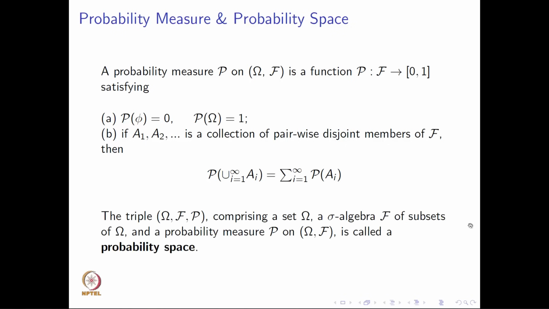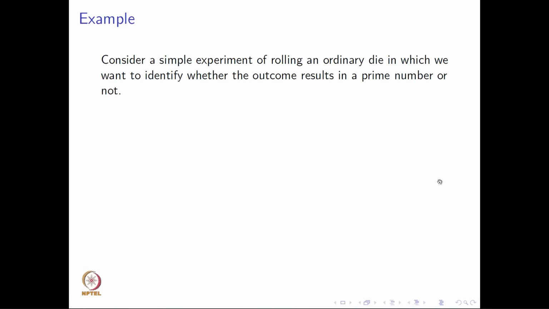The triple (omega, F, P), comprising a sample space omega, a sigma algebra F which is a collection of subsets of omega, and a probability measure P defined on (omega, F), is called a probability space. For every probability problem that we come across, there exists a probability space comprising the triple (omega, F, P). Even though we may not always explicitly take into consideration this probability space when we solve a problem, it should always remain in the back of our heads.